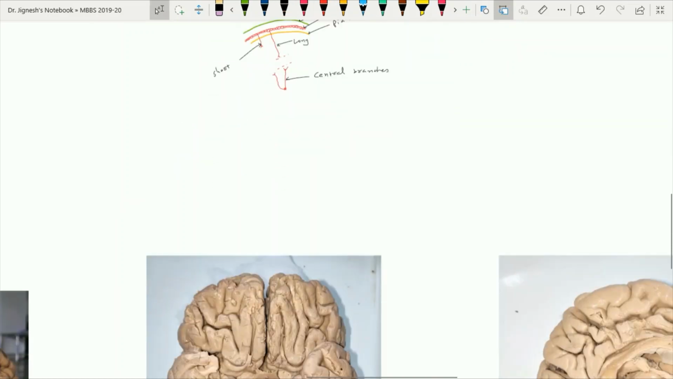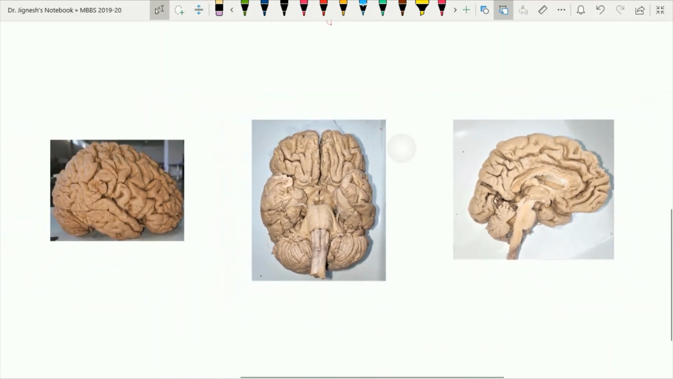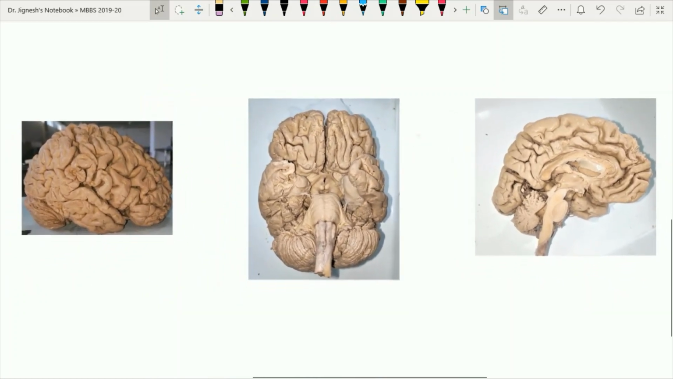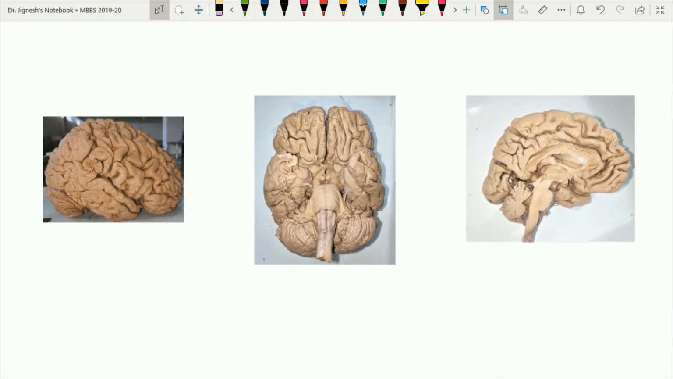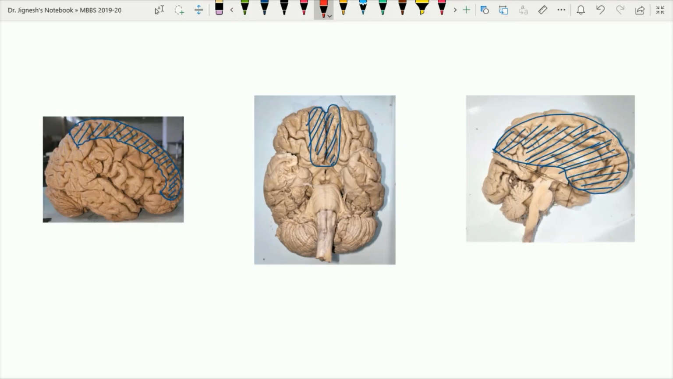So now we know that there are three arteries which supply the cerebrum: the anterior cerebral artery, middle cerebral artery and posterior cerebral artery, and let's see the area of distribution of these arteries by different colors. First, the anterior cerebral artery, we are going to draw with purple, and this is its area of distribution. The middle cerebral artery we are going to draw with red, while the distribution of the posterior cerebral artery we are going to draw with green.